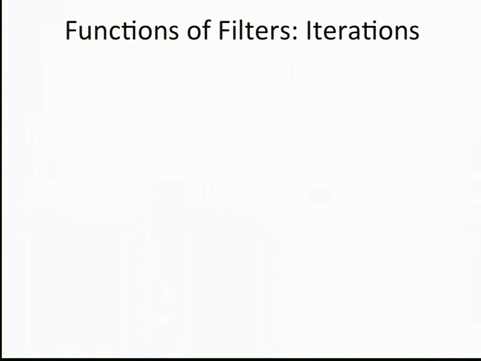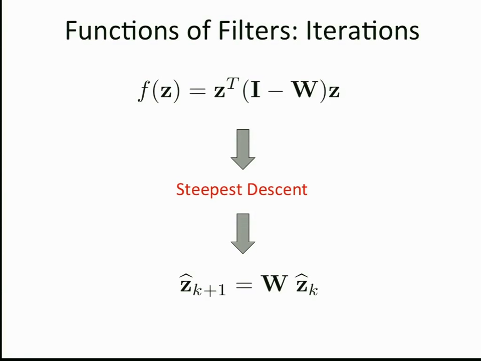Okay, so let me come back to this idea of functions of filters and doing iterations. We already talked about how if you take this quadratic and you do steepest descent on it, you get this iteration. And you might wonder, is this the only kind of iteration possible? Obviously not. There are many, many types of iterations that you've seen in the literature, and let me mention a few. Bregman iterations. This is something that's been used for getting rid of staircasing artifacts in total variation minimization.